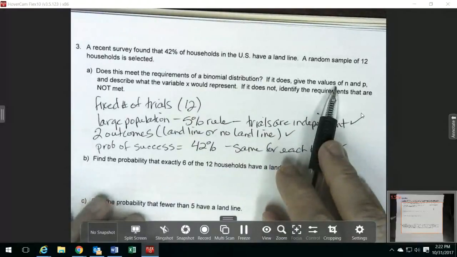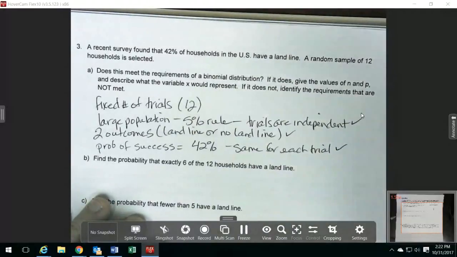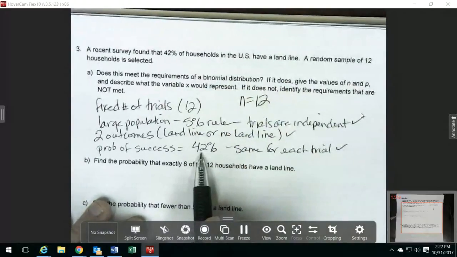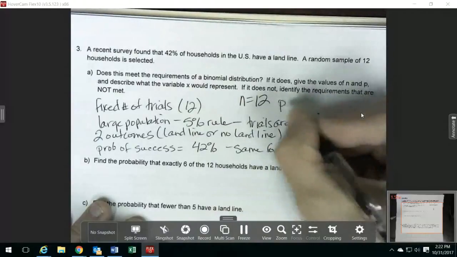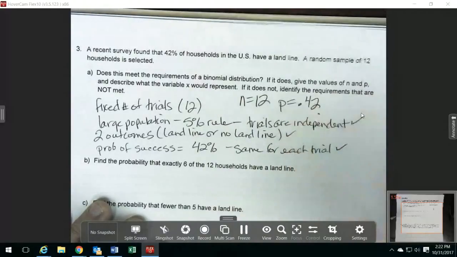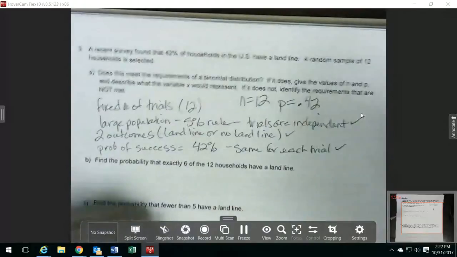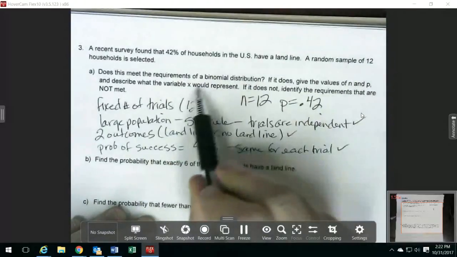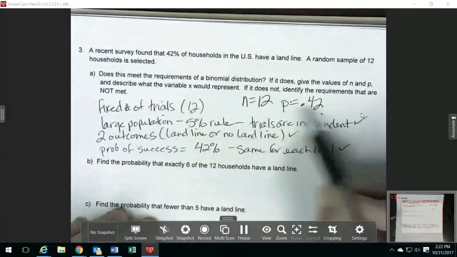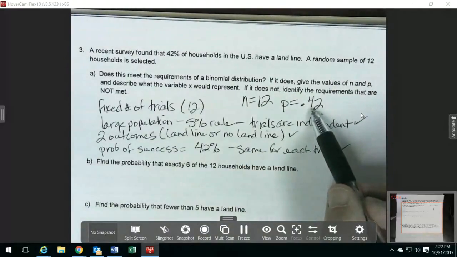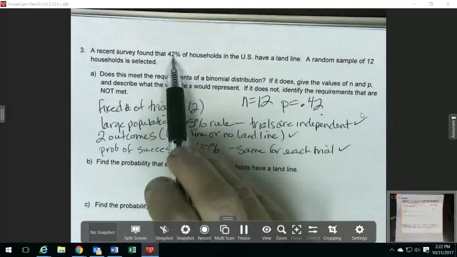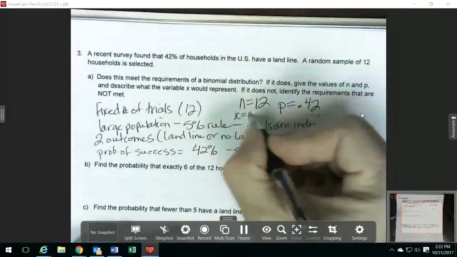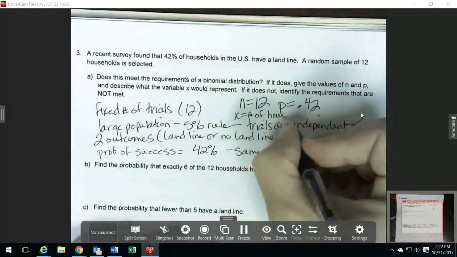So we need to find the N and the P. The N is just the number of trials, so the N is 12. And then the P is the probability of success on each trial, so that's 42%. We usually want to write that as a decimal, so it would be 0.42. And then we want to describe what the variable X would represent. X is the number of successes. If we're counting our P as 42%, that means a success is that the household does have a landline. So our X is going to be the number of households with a landline out of the 12.